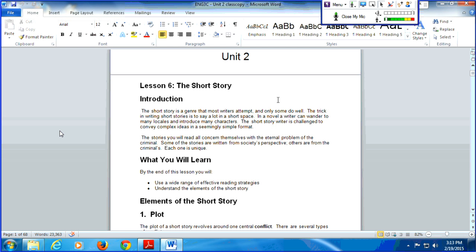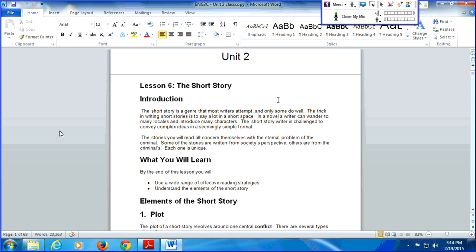We're looking at Unit 2, Lesson 6. We're just starting right at page 2. We're just looking at what is a short story. And it's when you try and say a lot in a very short space. In a novel, a writer can wander to many locales and introduce many characters. The short story writer is challenged to convey a complex idea or complex characters in a very simple format in a very short space. Most short stories are no longer than 20 or 25 pages at the most.